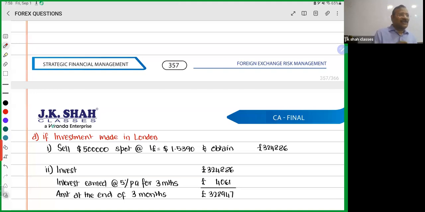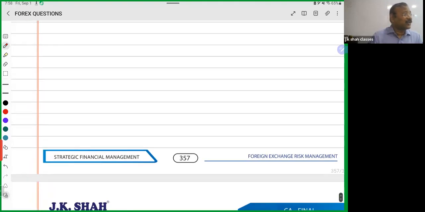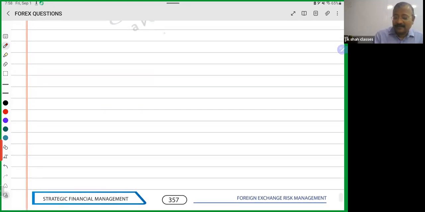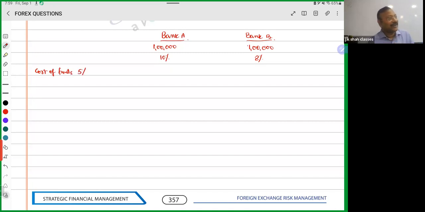Now let me ask you a question. You are all saying, sir, we have to subtract the 4% cost. Okay, one minute. Let's say there is Bank A and Bank B. In both you deposit 1 lakh rupees. This bank gives 10% interest, this bank gives 8% interest. Okay, cost of funds is 5%. Now in deciding where to invest, will cost of funds be relevant? Which is better, Bank A or Bank B? Mathematically, how will you prove it?